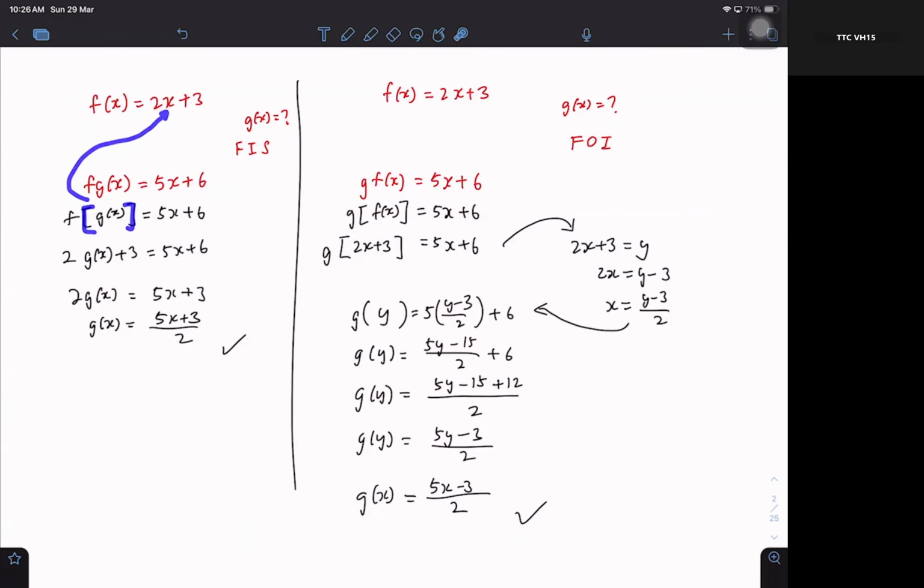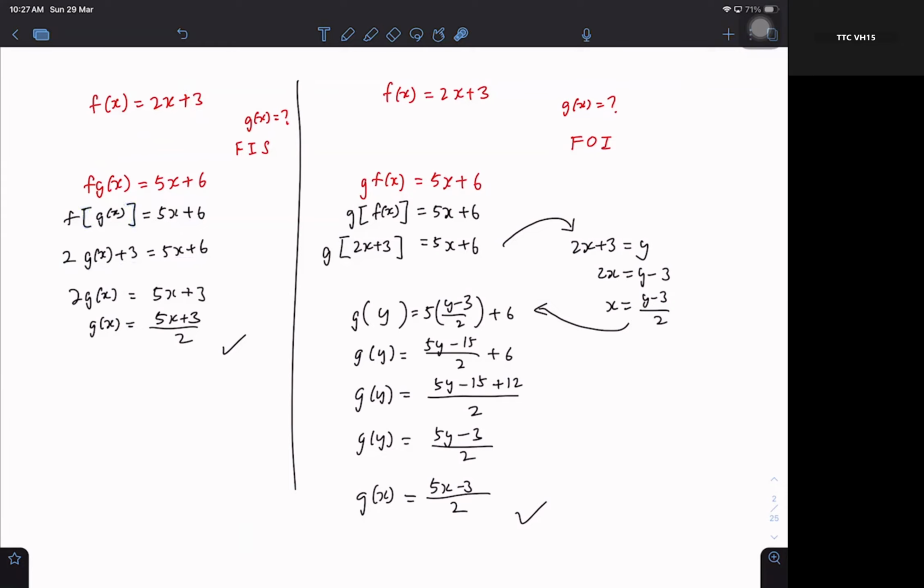So it becomes 2g(x) plus 3. So you see, 2g(x) plus 3. Understand? This is where a lot of people don't know how to do it. The right hand side, you just copy. Understand this one? You take the bracket, you take the g(x) and sub into the x. So it becomes 2g(x) plus 3.